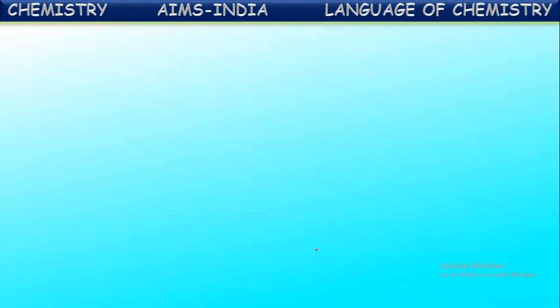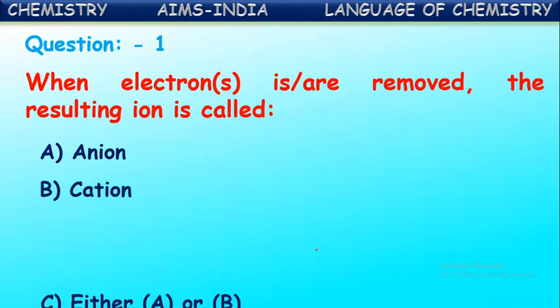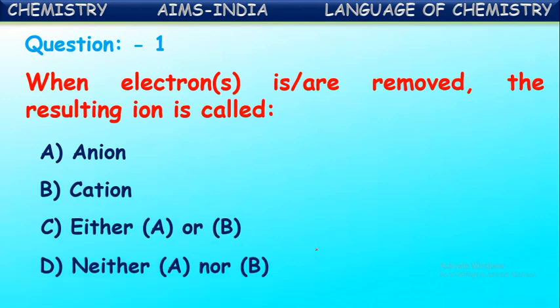The ions formed by the gain of electrons are called anions. So based upon the number of electrons gaining and losing, these anions and cations are classified into different types again: monovalent, divalent, trivalent and tetravalent. Okay, based upon these concepts, now let us see some questions for assessment. See the first one. When electrons are removed, the resulting ion is called? What is the ion formed by the loss of electrons? Is it called anion, cation, or both of these, or none of these?